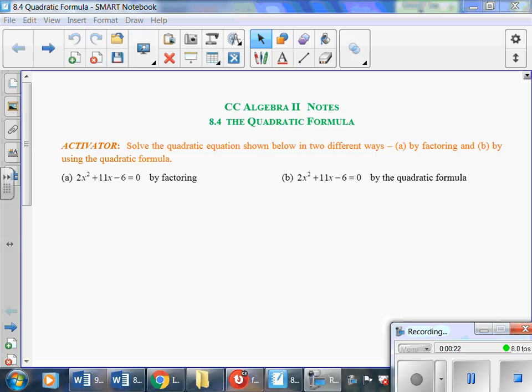So the activator, actually we're going to save that in place of our quick poll tomorrow. If you want to do it now and get a head start, you can, but I'm going to give you time tomorrow in class, about 5 minutes to get these done. So I'm going to move on from the activator, hold that till tomorrow, and start here at exercise 1.